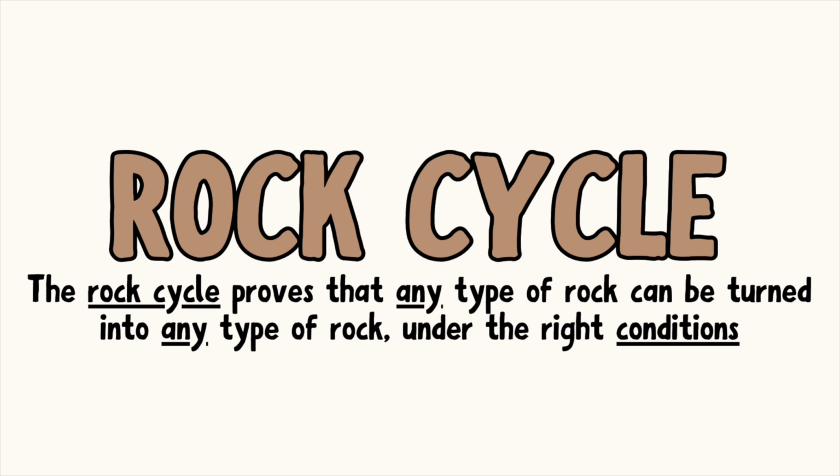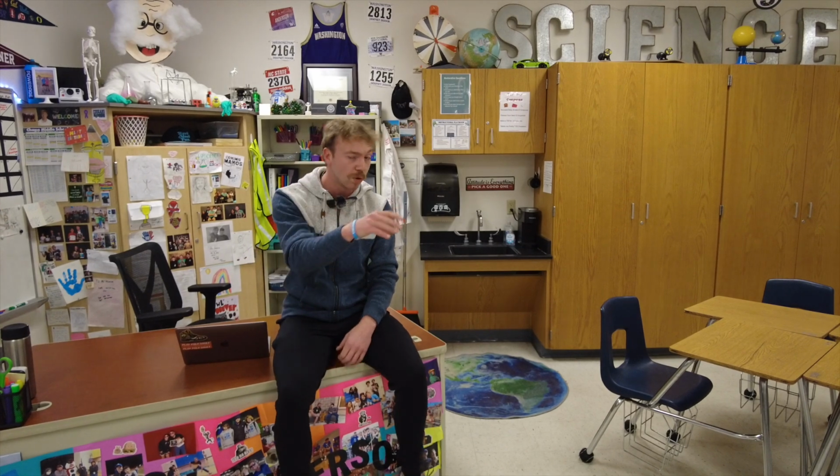And the rock cycle proves to exist because rocks can become any other type of rock at any time, okay? A metamorphic rock can become a sedimentary rock can become an igneous rock, igneous to sedimentary to metamorphic, and so on and so on. So like I said, the rock cycle proves that any type of rock can be turned into any other type of rock under the right conditions, okay?